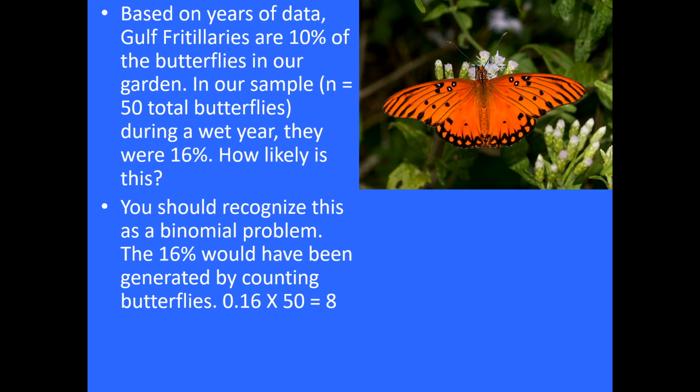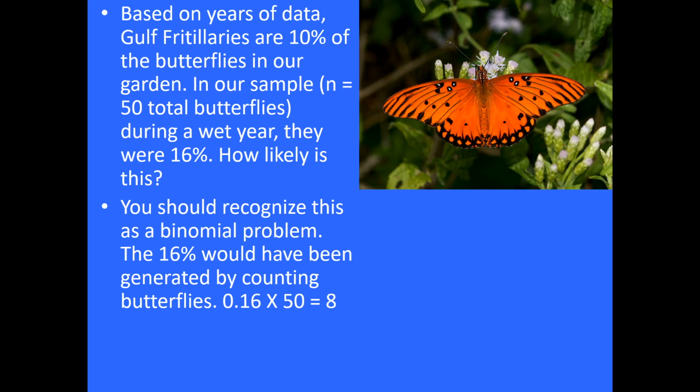As you're going to see, there's a way to do this by making a normal distribution, like we've done with the other examples. But you should recognize this as a binomial problem. And so this is what it would be. If I collected 50 butterflies, 16% of 50 butterflies is 8. That's where that 16 came from. That means out of my 50 butterflies, 8 of them are Gulf fritillaries.